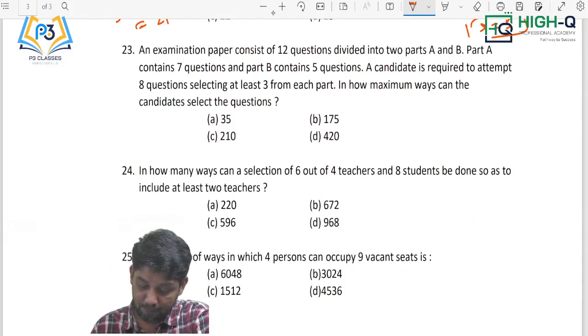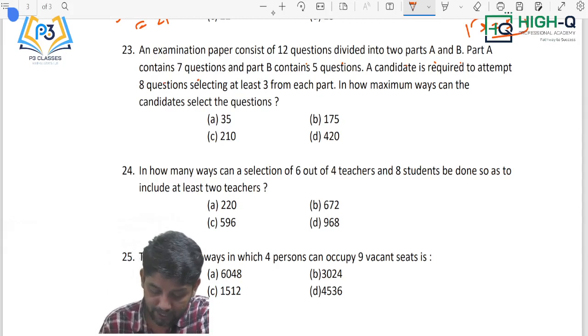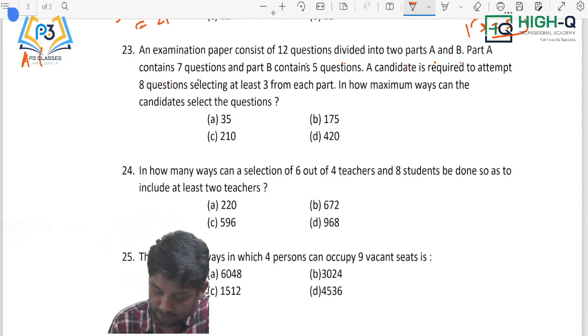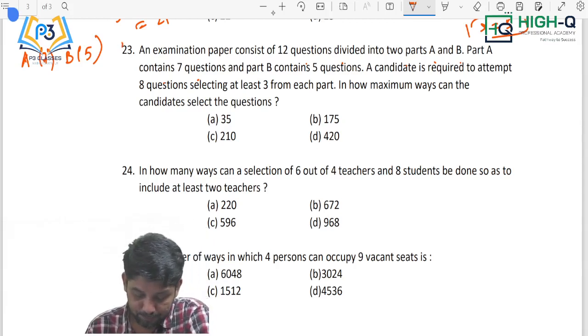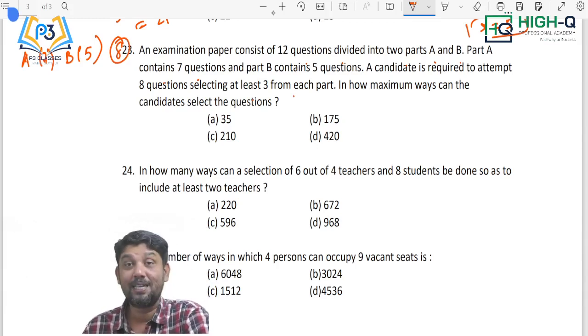An examination paper consists of 12 questions divided into 2 parts, A and B. Part A contains 7 questions, part B contains 5 questions. A candidate is required to attempt 8 questions, at least 3 from each part.